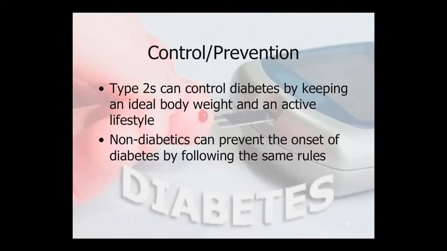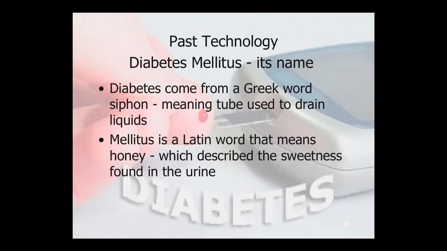You can prevent getting type 2 diabetes by maintaining a proper diet and an active lifestyle. And I'm going to talk to you a little bit about some history of diabetes.